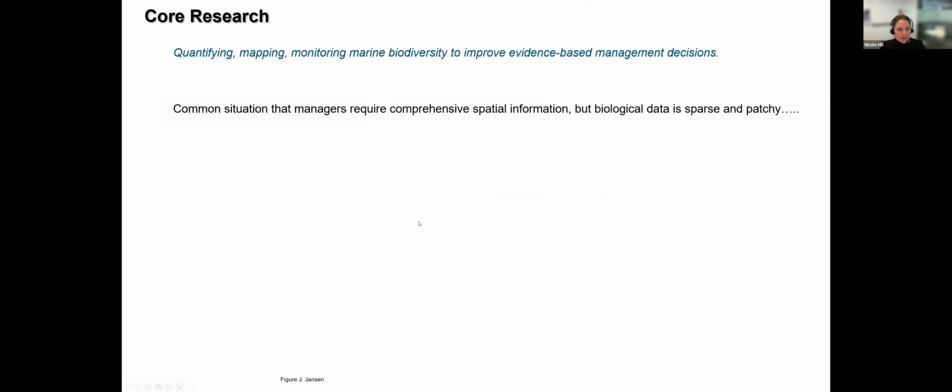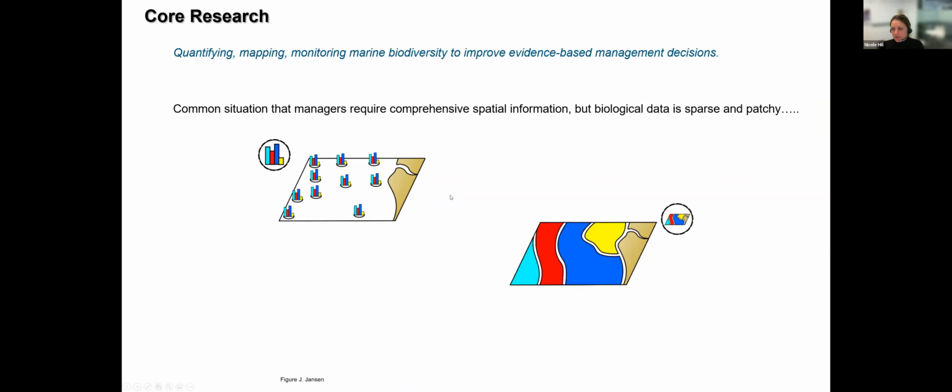As Laurie mentioned, my core research is really about quantifying, mapping and monitoring marine biodiversity with the ultimate aim of improving the evidence-based management of marine environments. It's a common situation that managers require comprehensive spatial information, but the reality is that biological data is sparse and patchy. So how do we get from our discrete samples that look something like this across our area of interest to a map that managers can use in their decision-making frameworks?